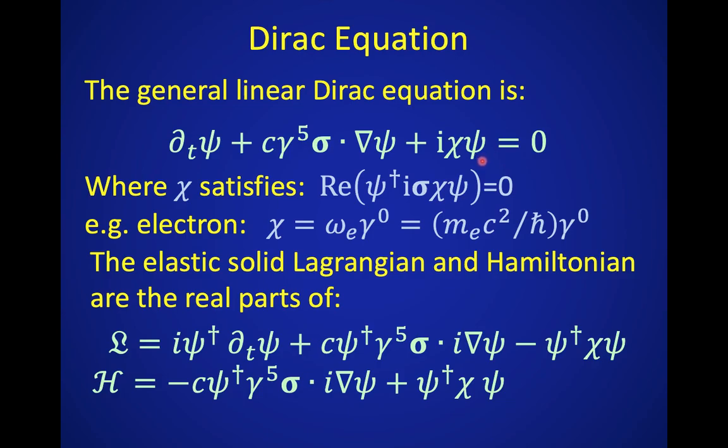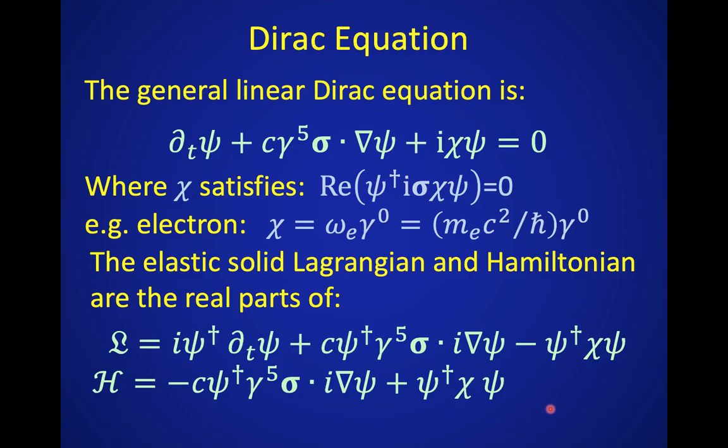Okay, for an electron, this operator has the form of mass or frequency multiplied by a matrix gamma 0, which we've shown rotates the wave velocity. Okay, we can take that wave equation, multiply by the Hermitian conjugate, stick a factor of i in there, and we can get a Lagrange density, which would have this form. And similarly, we can get a Hamiltonian density.